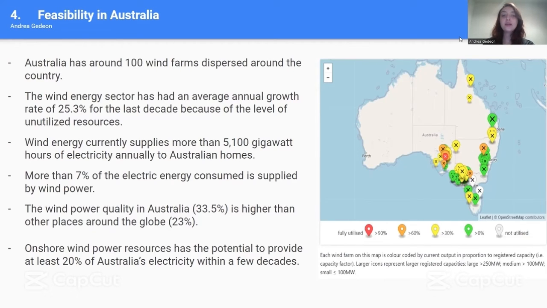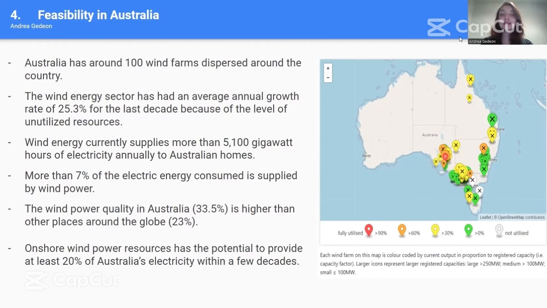The quality is higher than other places around the globe. The capacity factor is 33% in Australia, whereas it's 23% for the latter. Wind energy is set to play a vital role to meet Australia's energy demand more than any other resource of renewable energy. Onshore wind power resources have the potential to provide at least 20% of Australia's electricity within a few decades. The utilization of this renewable energy resource is increasing rapidly.